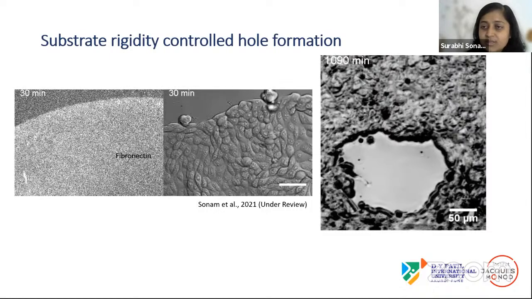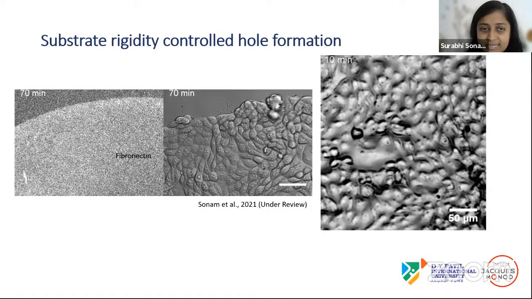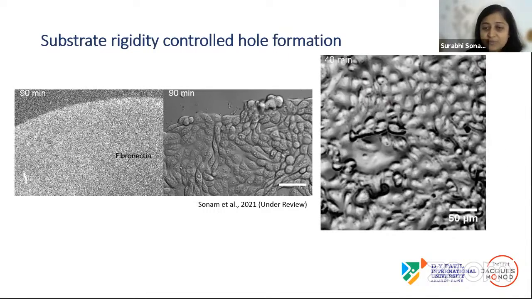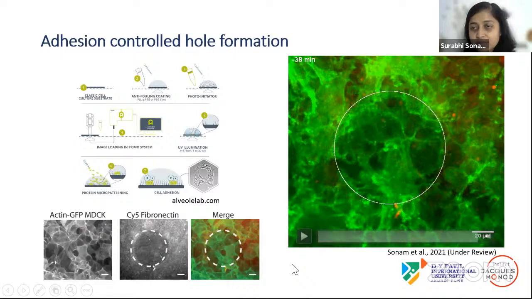Can we go to the next slide? Sorry. So the first possibility we thought of is adhesion. Of course, it's not just the availability of fibronectin molecules over there, but also the possibility of adhesion here.